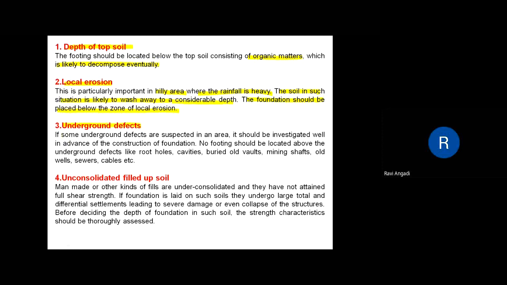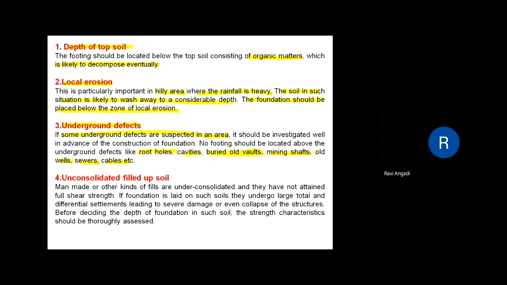Underground defects. If some underground defects are suspected in an area, they should be investigated well in advance of the construction of the foundation. No footing should be located above underground defects like root holes, cavities, buried old vaults, or buried old structures. Then mining shafts, old wells, sewers, cables, etc. are present. You have to go below that.